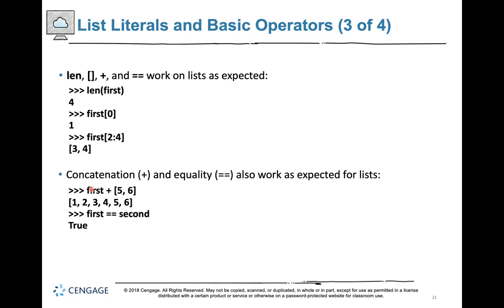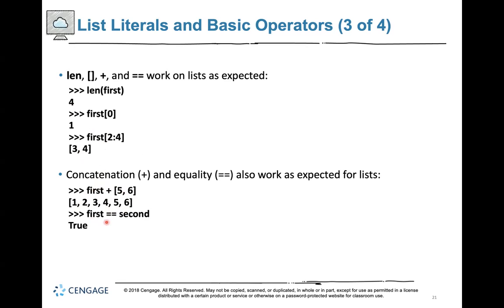So if you have a list, let's say 3 and 4, actually 1, 2, 3, 4, I believe. And then you concatenate with another list, 5, 6, and then you get this combined in that order.